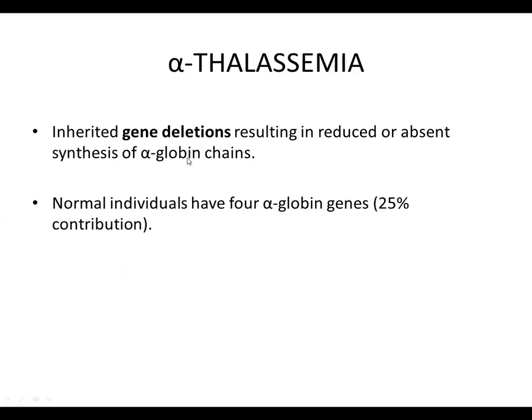Now coming to alpha thalassemia. Alpha thalassemia is a disorder in which inherited gene deletions result in reduced or absent synthesis of alpha globin chains. Normal individuals have 4 alpha globin genes, as mentioned earlier in the slide, that there are 2 pairs of genes for the alpha globin molecule. So normal individuals have 4 alpha globin genes, and each of these genes contributes 25% to the alpha globin chains.